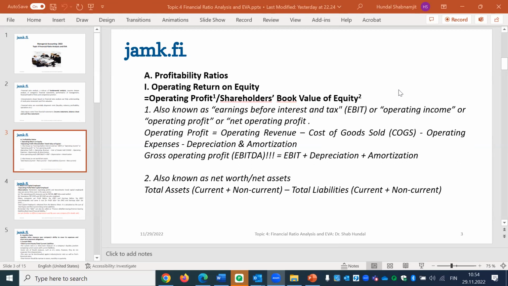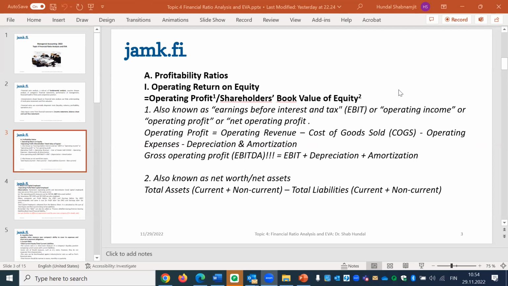Amortization is on the intangible assets. So the only difference between depreciation and amortization is that depreciation is on the fixed asset. It's a fall in the value of the fixed assets, whereas amortization is the fall in the value of the intangible assets or the intellectual property, and likewise.